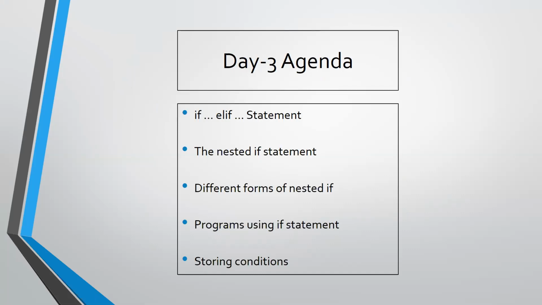What is the formula for the area of a circle? Pi r squared. And then the perimeter? 2 pi r, right? Okay, so we know the formula.